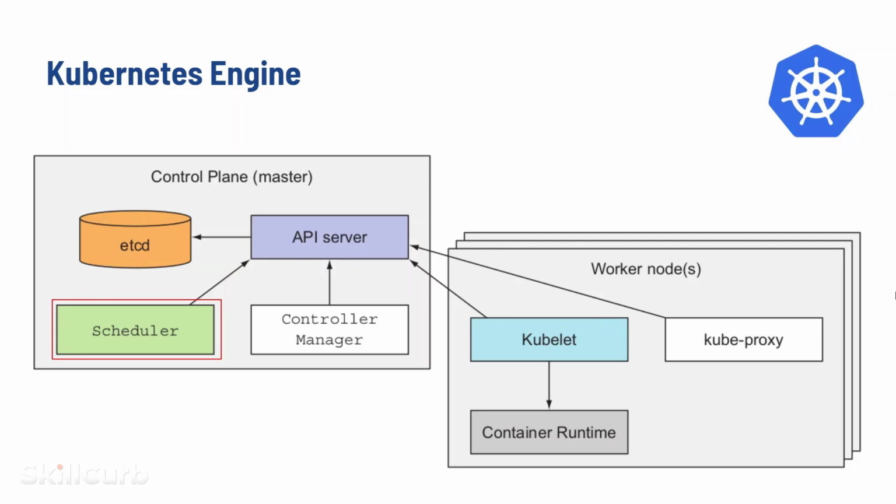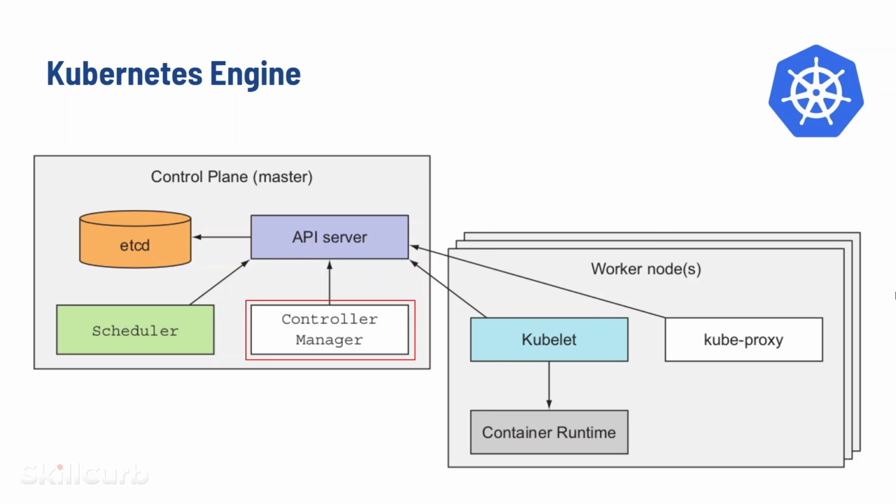Then we have the scheduler. The scheduler schedules your apps, meaning that it assigns a worker node to each part of your application. This enables resource provisioning, management, and monitoring for each part of your application individually, in order to create an efficient microservice architecture for your application.